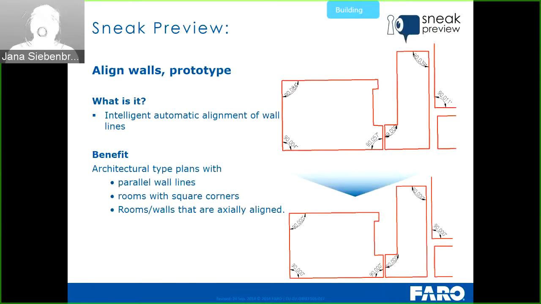And the first tool we've added to the sneak preview group is Align Walls. As the name suggests, it's intelligent automatic alignment of wall lines inside floor plans. Your benefit is that you quickly get architectural type plans with parallel wall lines and rooms with square corners, and also rooms and walls that are actually aligned.